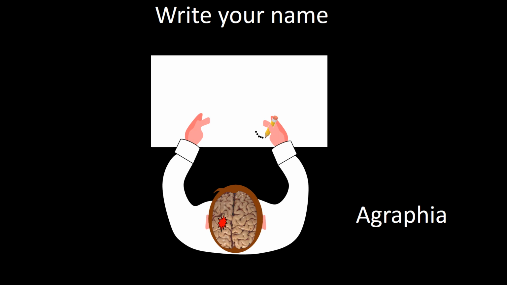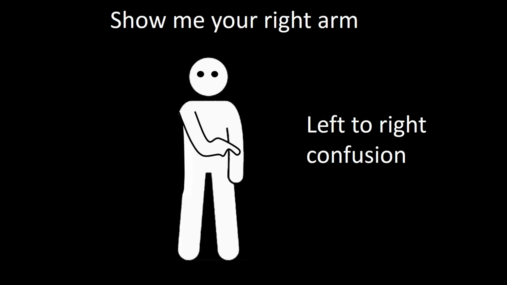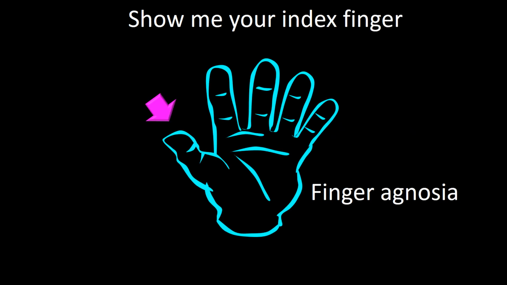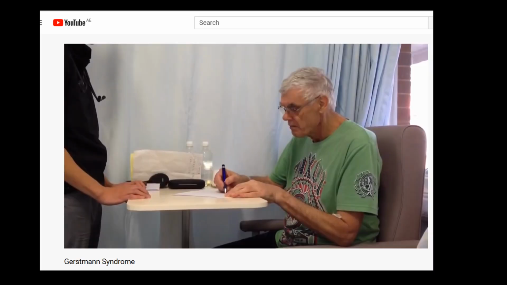That is called agraphia. If asked to point to the right arm, they will point to the left as often as they will point to the right. And if asked to show you their index finger, often they point to the thumb or to any other finger. Remember that there is a 1 in 5 probability of being right, so ask the question more than once. This video from YouTube is very good, and you can see there the exam of a person with Gerstmann syndrome.